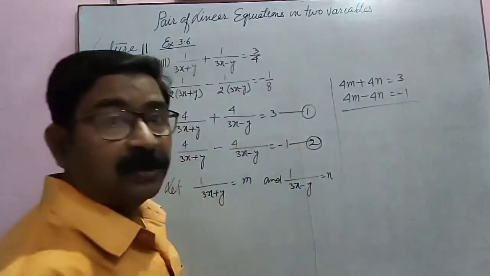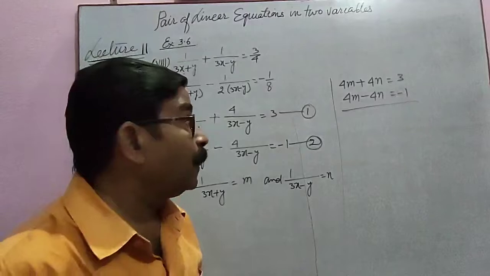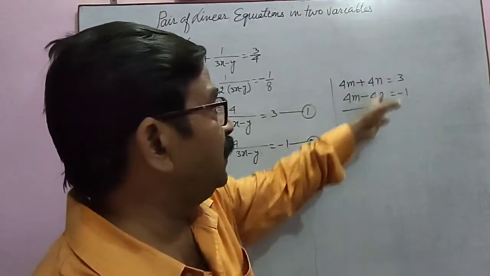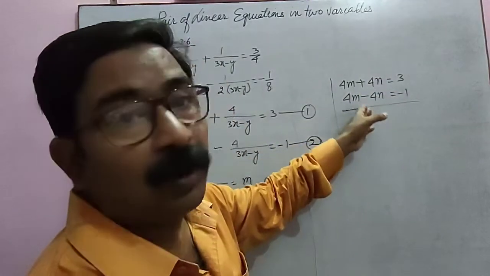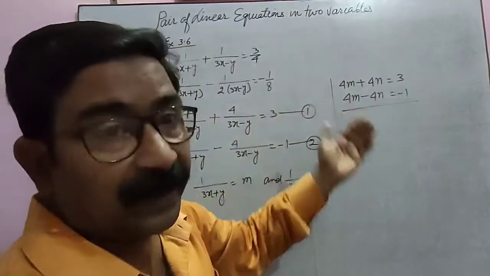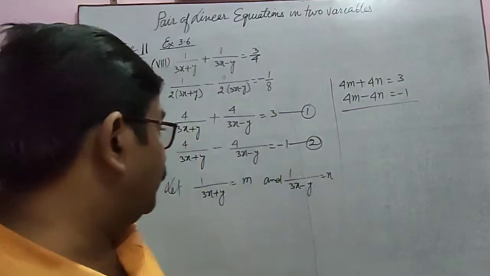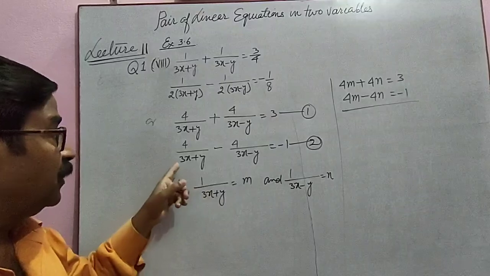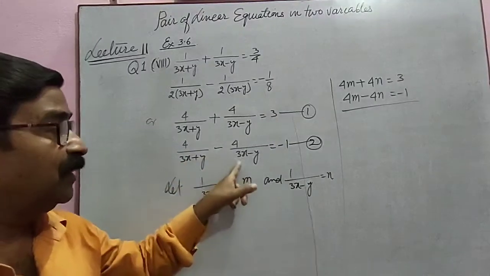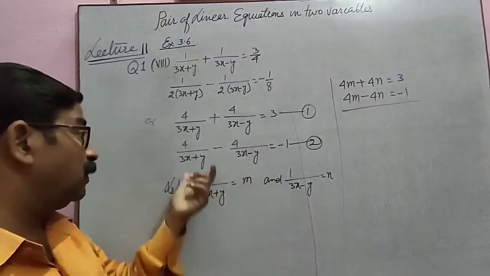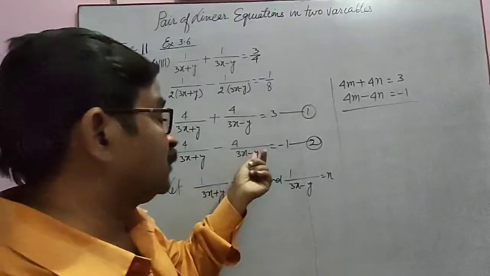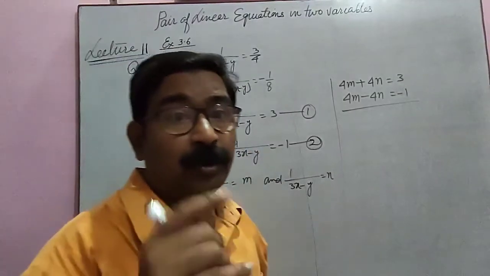Now you will solve these two equations for m and n. Very simple to solve. Simply add them. You will get the value of m. Substitute m to get n. After getting m and n, get their reciprocals to get the values of 3x plus y and 3x minus y. Again you will solve these two equations, 3x plus y and 3x minus y, to get x and y.